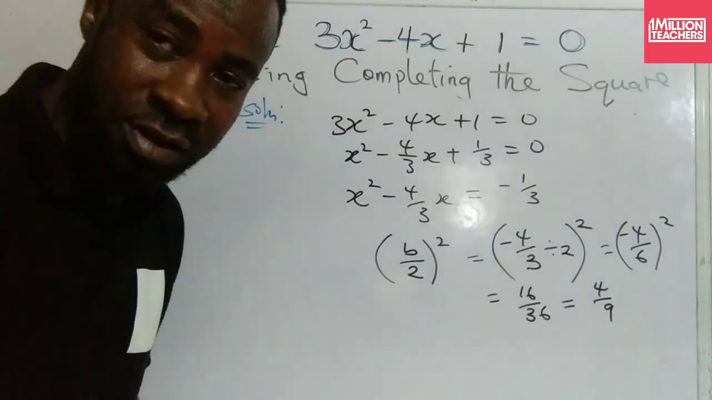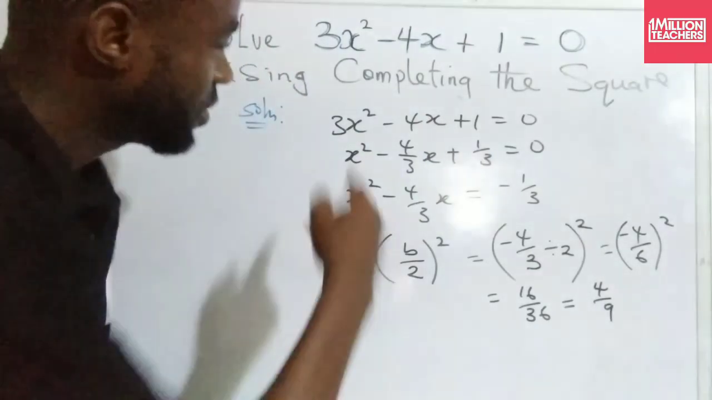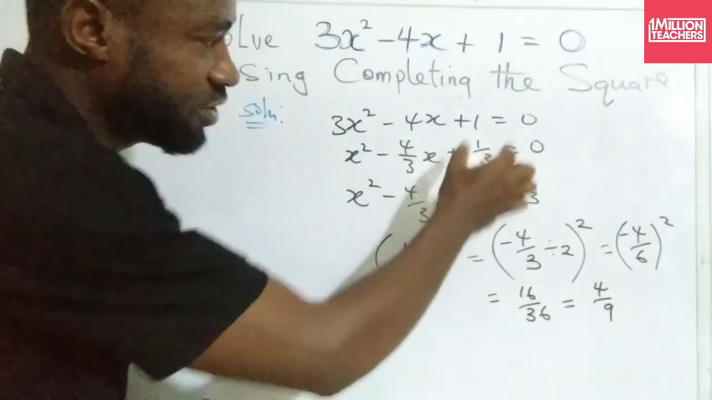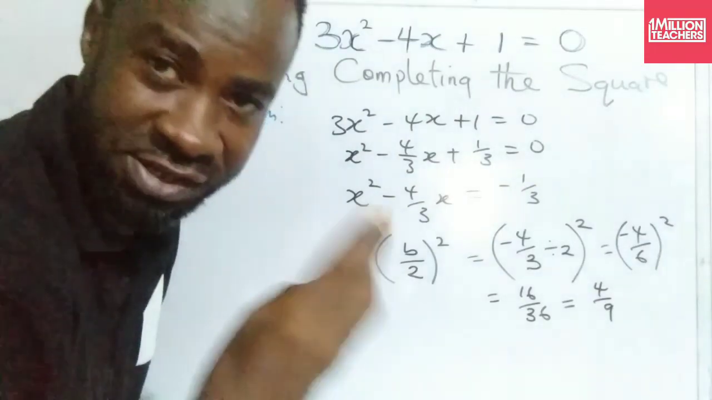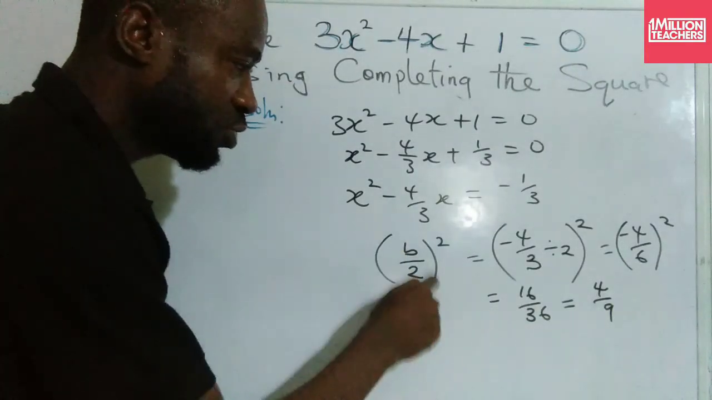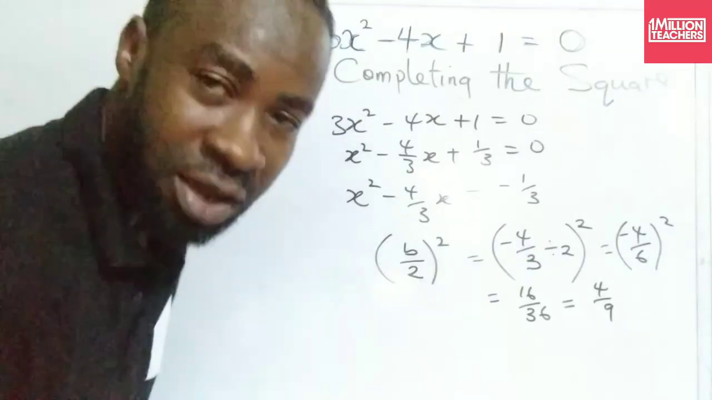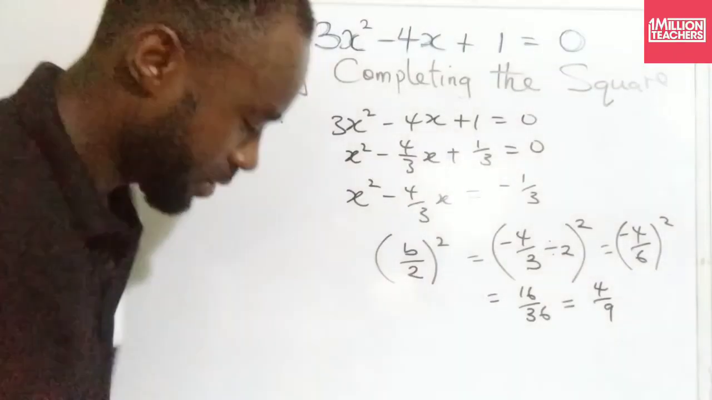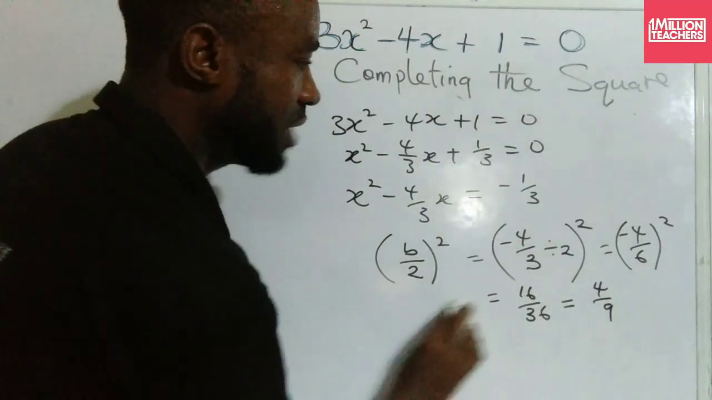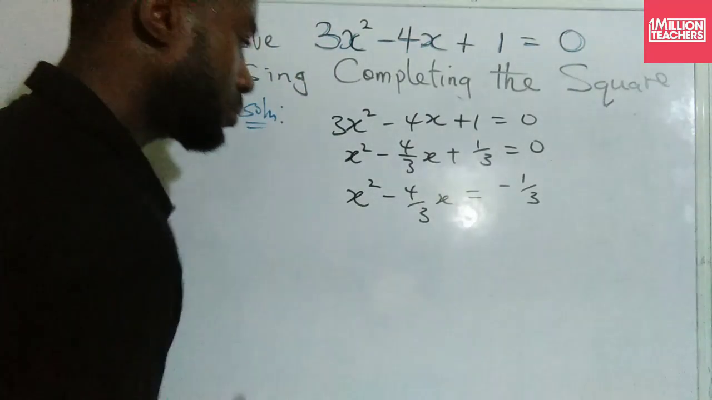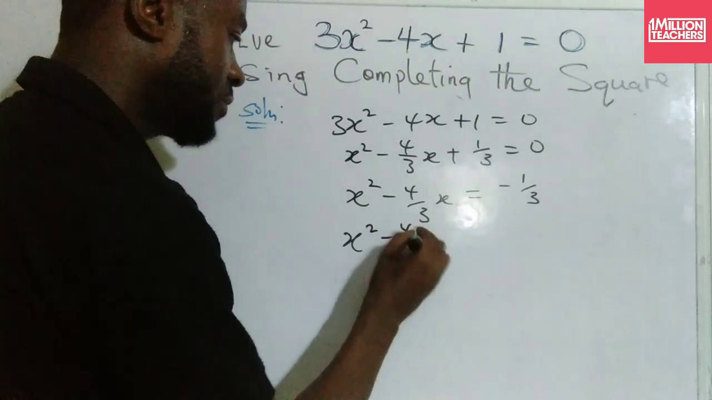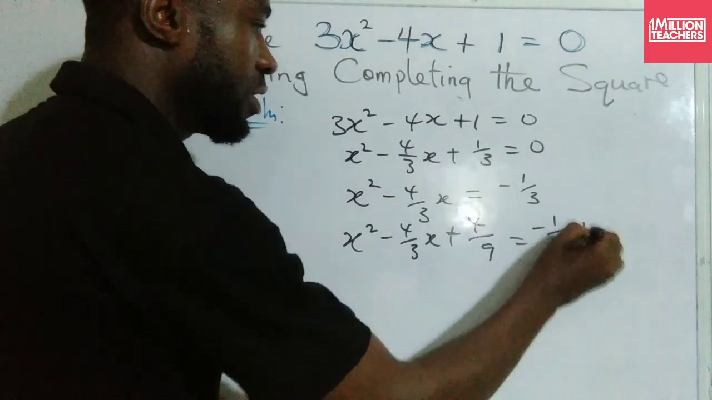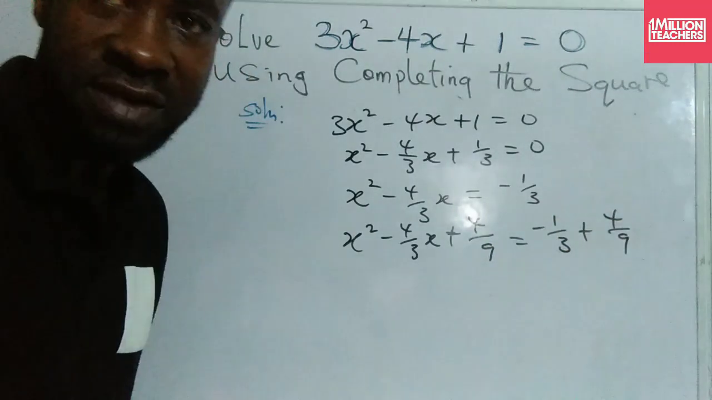So recall, our step 1 is you divide through by the coefficient of the first term. Our step 2 is take the third term to the right hand side. Our step 3 is you add b over 2 all squared to both sides. Now we have gotten the b over 2 all squared as 4 over 9. So this is what I'm going to add to both sides. Okay? So let's do that now. So I'm adding 4 over 9 to both sides. So I'm having x squared minus 4 over 3x plus 4 over 9 equals minus 1 over 3 plus 4 over 9. You can see I've added it to both sides.